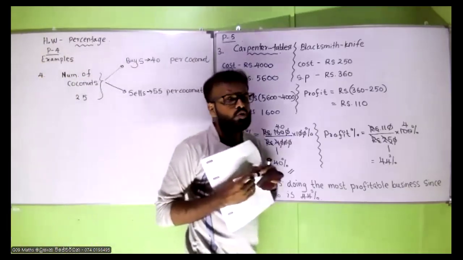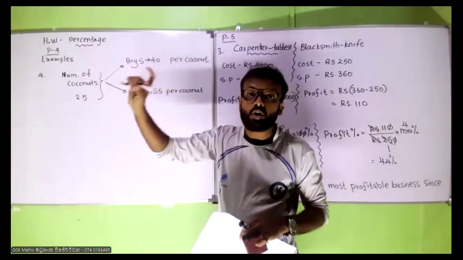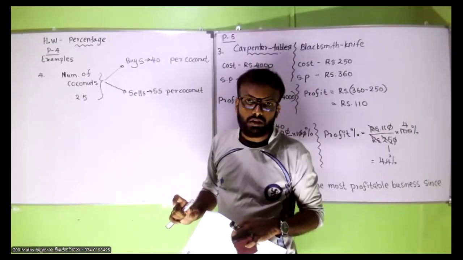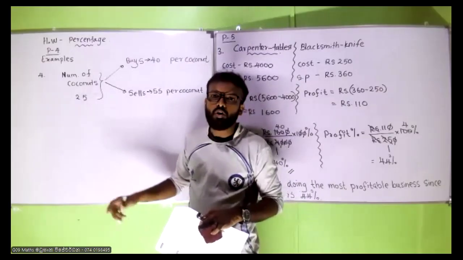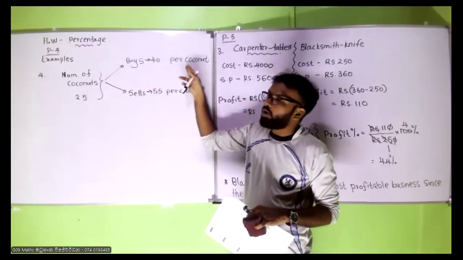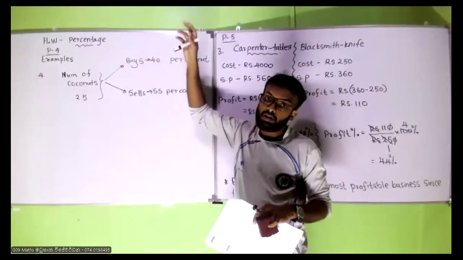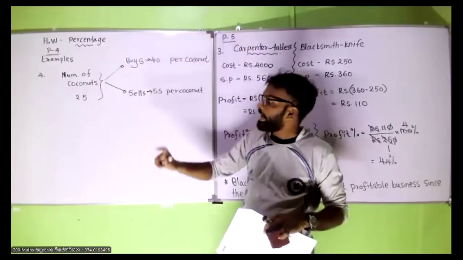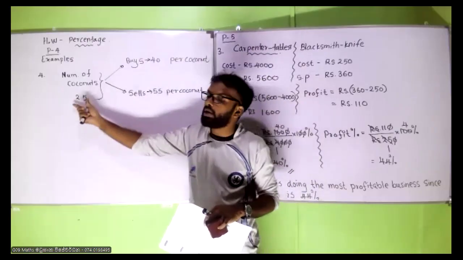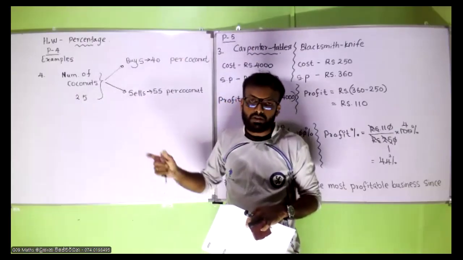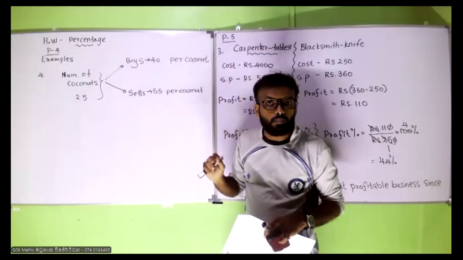So there are two ways to do this. You can go for a per coconut profit. Then finally you can multiply the per coconut profit by 25. Or 25 coconuts multiplied by 40, so that you can get the total buying price, and then you can find the total selling price as well, 55 multiplied by 25. Then you can subtract them, and you can find the total profit.